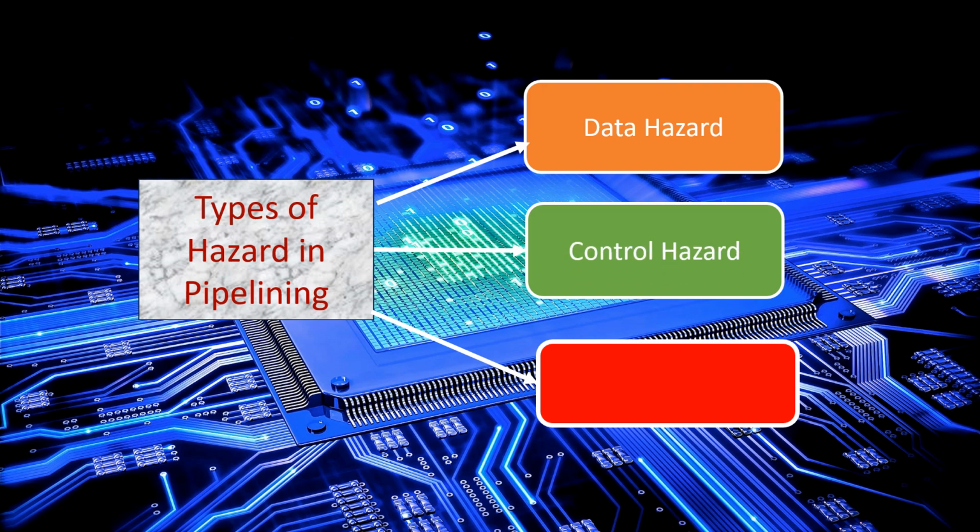Then the second type of problem is control hazard. Control hazard occurs due to the execution of branch or jump instructions, where the next instruction to fetch is uncertain. If the next instruction depends upon a branch or jump instruction, like whether it is taken or not taken, as in conditions you must have seen in programs: if this happens, then this will execute. So automatically it will jump to the condition.